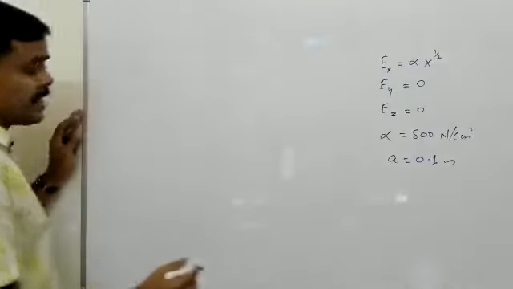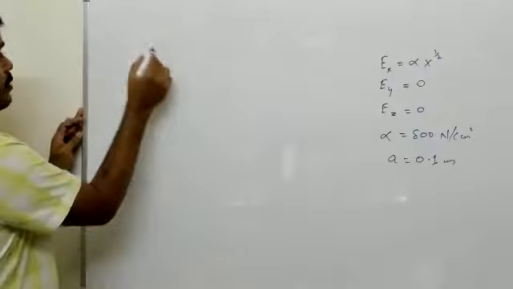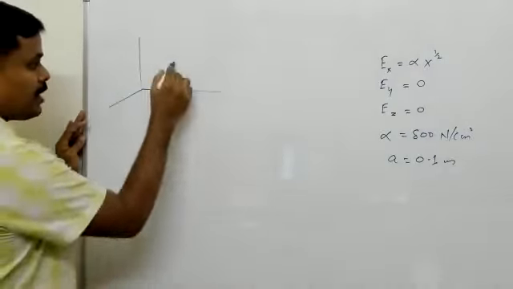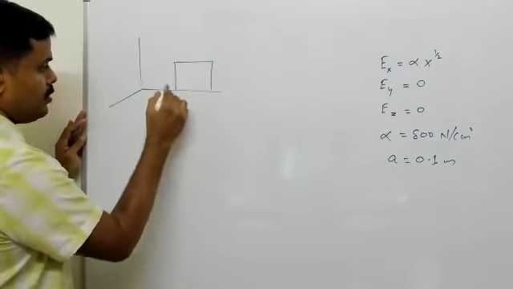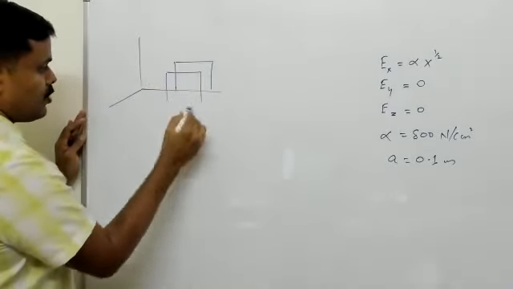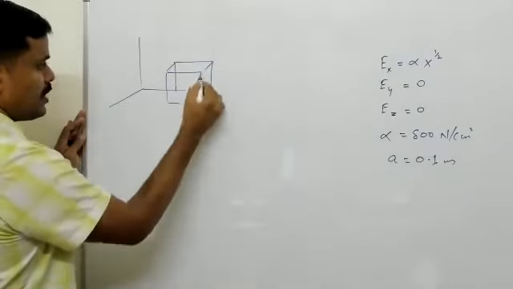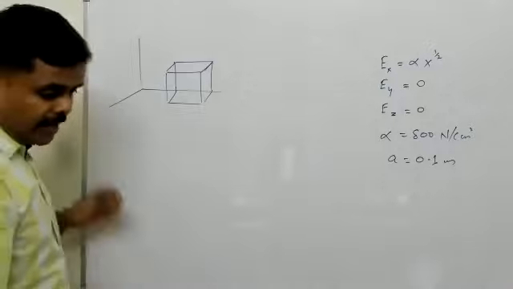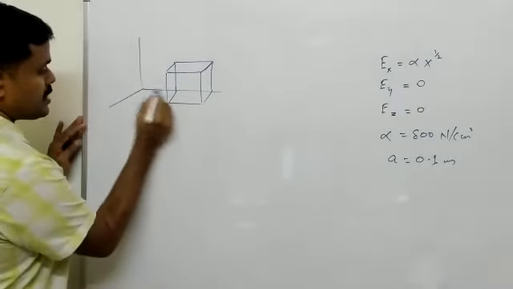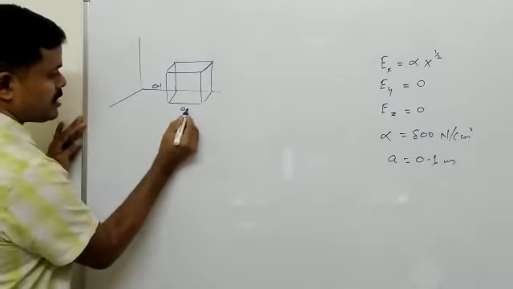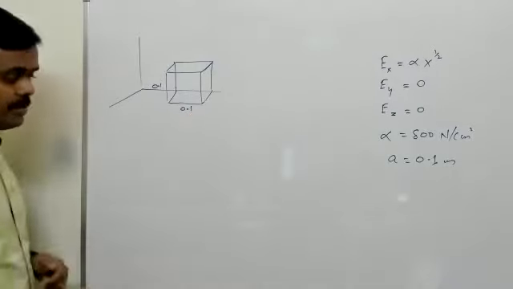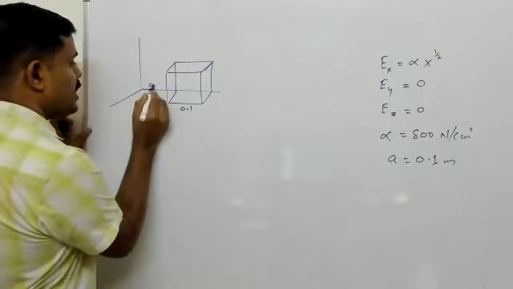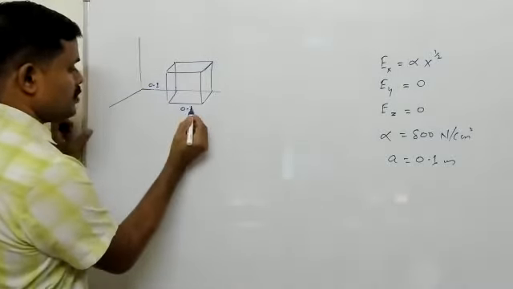I'll draw the figure first, then I'll do. Look at what I'm doing here. I have x-axis, y-axis, z-axis. I'm keeping a cube here. This is my cube. And what are the sides? This distance is given, it is one side 0.1. This distance is also 0.1. They say it is A, but A is 0.1. So this is also 0.1.